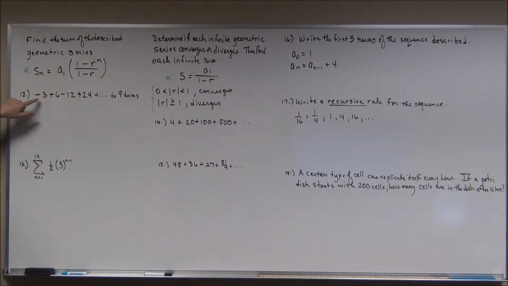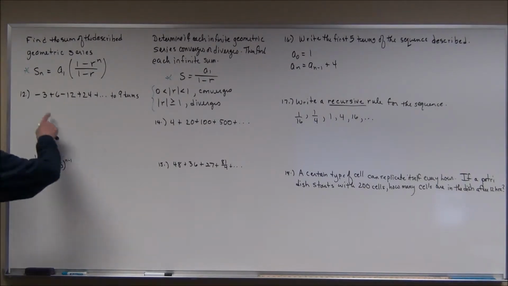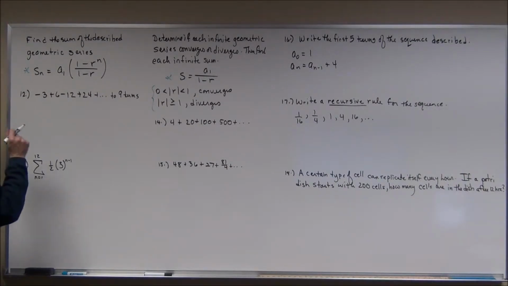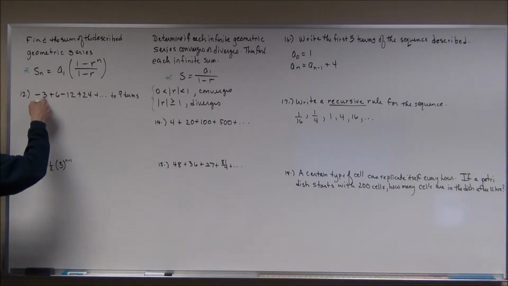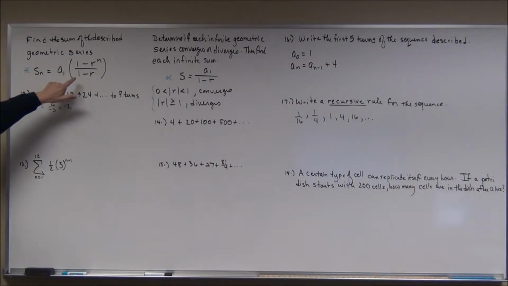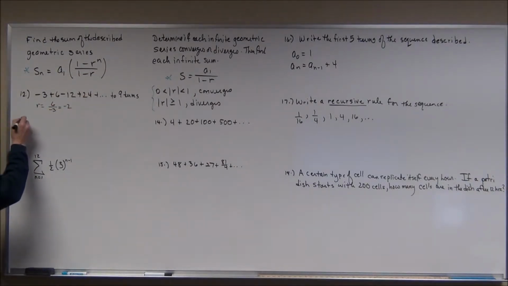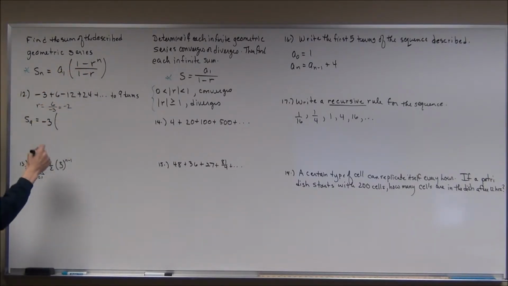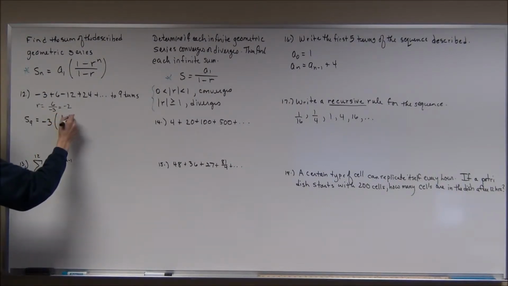Alright, so in this case, negative 3 plus 6 minus 12 plus 24 and so on, 9 terms. The signs are alternating. That means your ratio is going to be a negative number. Your ratio in this case, take the first two terms, 6 over negative 3 is negative 2. I need the first term. I need the negative 2 for r. So I'm going to take the sum of the first 9 terms. That's the first term, negative 3. I wrote it the way you liked it better, this way. 1 minus my ratio, which is negative 2 to the 9th power.